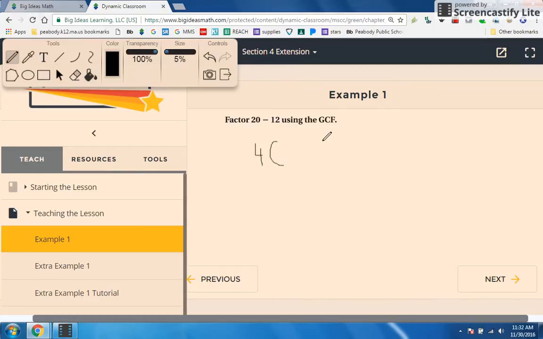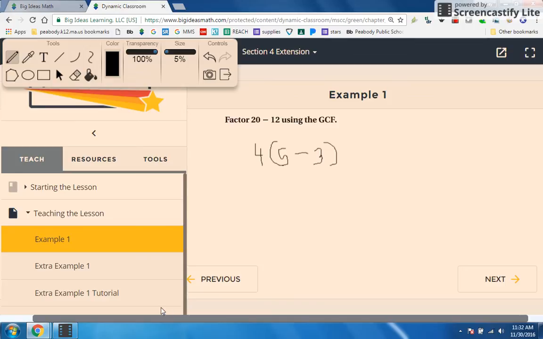And then you have your parentheses. Now we're going to fill in the parentheses with what you would multiply 4 by to get these 2 original numbers. See how there's a minus here? I'm just going to put the minus right in the middle. So 4 times 5 is 20. That's my first number. And then 4 times 3 is 12. That's my second number. So that's your answer, 4 times 5 minus 3.